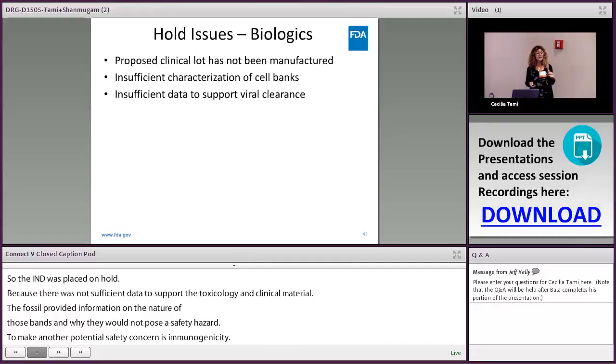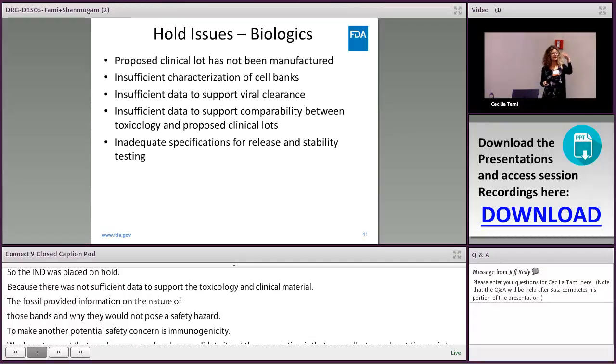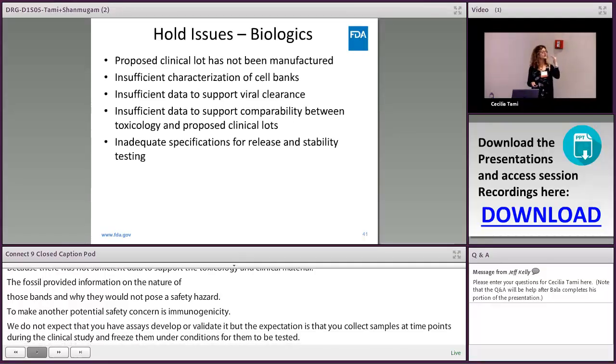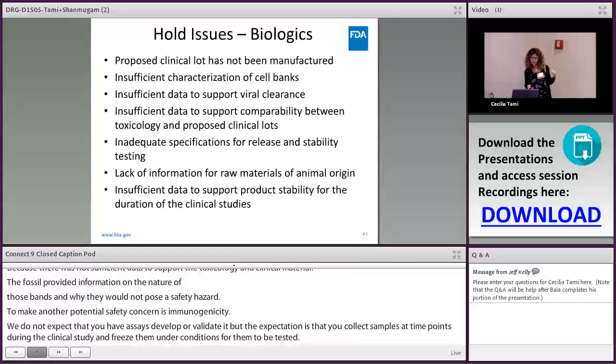And these last two slides give a list of our more common CMC-related hold issues. I think that I went through most of them with the examples and during the talk.